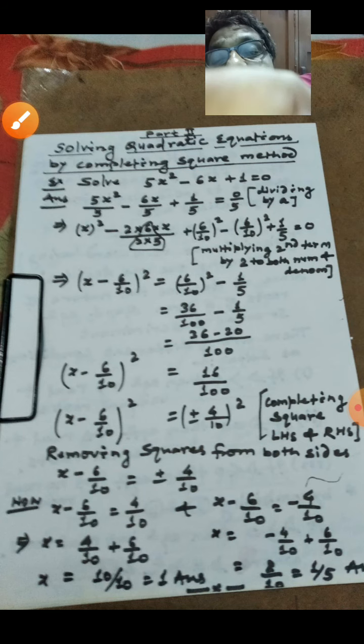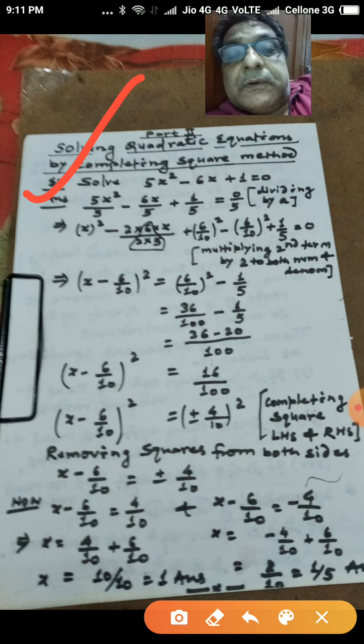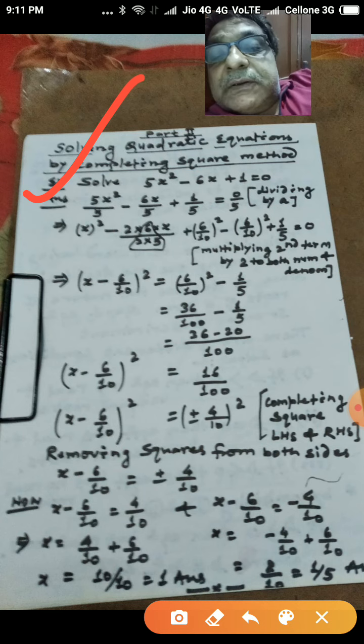So let us take this completing the square method, and for simplicity we have just taken one example here, and through example we will learn what is the process of solving quadratic equation by completing the square method. So here is the example: solve the equation 5x square minus 6x plus 1 equal to 0.